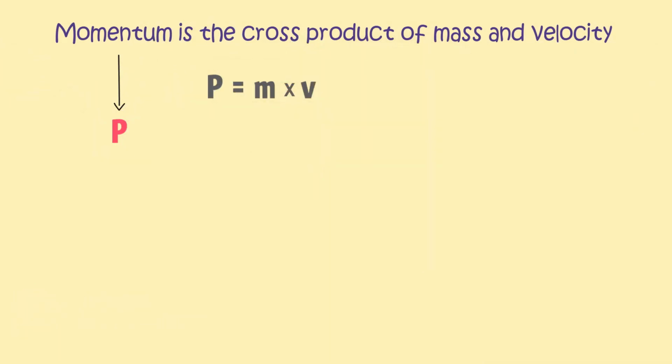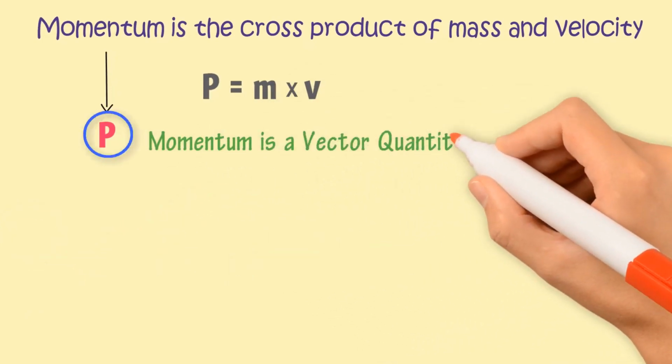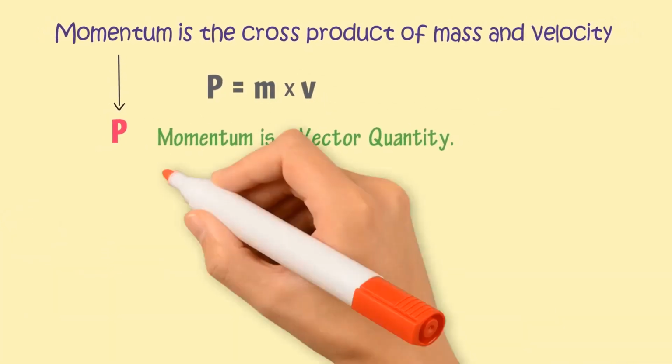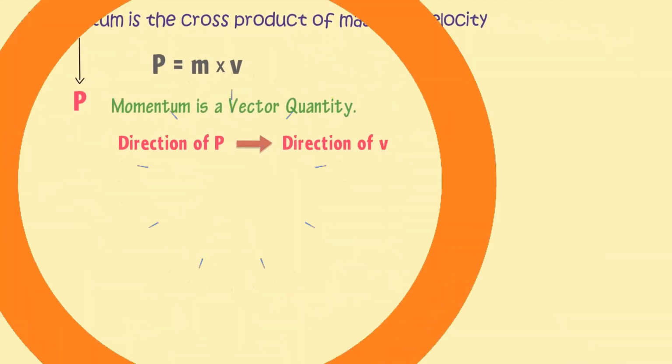We know that velocity is a vector quantity. Hence, momentum is also a vector quantity. The direction of momentum is the same as the direction of the velocity.